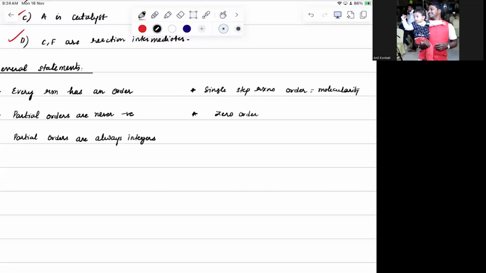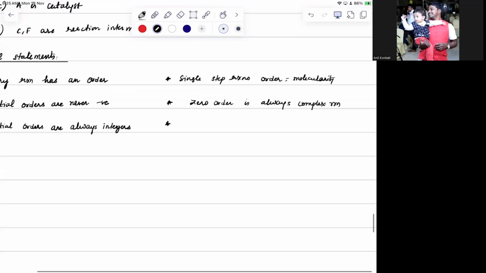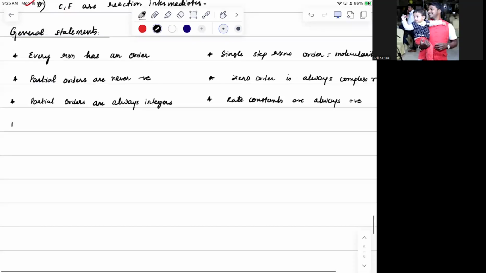Next, zero order is always a complex reaction. Next, rate constants are always positive. Next, rate constants have the same dimensions.